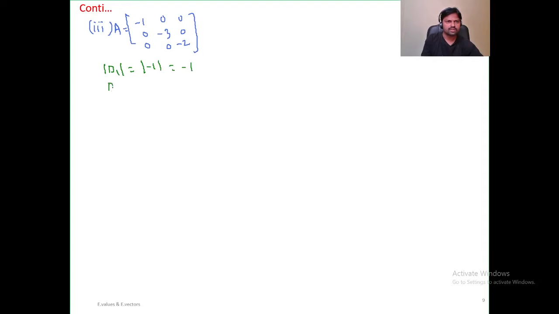Okay. Next, what is D2? That means minus 1, 0, 0, minus 3. Now what is the determinant of this? 3. So D1 is less than 0, D2 is more than 0. Next, determinant of D3, the 3 by 3 matrix, which is nothing but the given matrix. Determinant is minus 6, because it is a diagonal matrix, eigenvalues are minus 1, minus 3, minus 2. Determinant is nothing but product of the eigenvalues, minus 6, which is less than 0. Look, the sign pattern is following: starting with a negative, next positive, next negative. Therefore, conclusion is Q is negative definite.